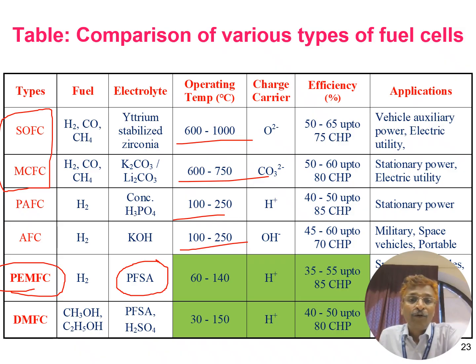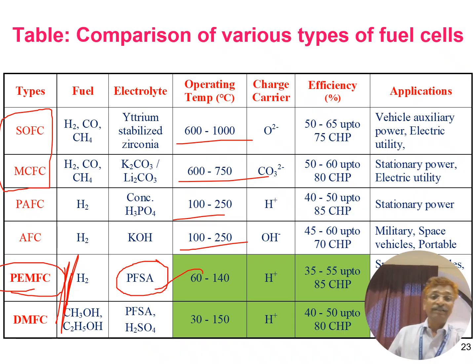Whereas PEMFC and DMFC have a moderate operating temperature, room temperature to 150 degrees Celsius. Here the charge carrier is a proton and the efficiency is comparatively high, so people are doing a lot of research in the area of PEMFC and DMFC.